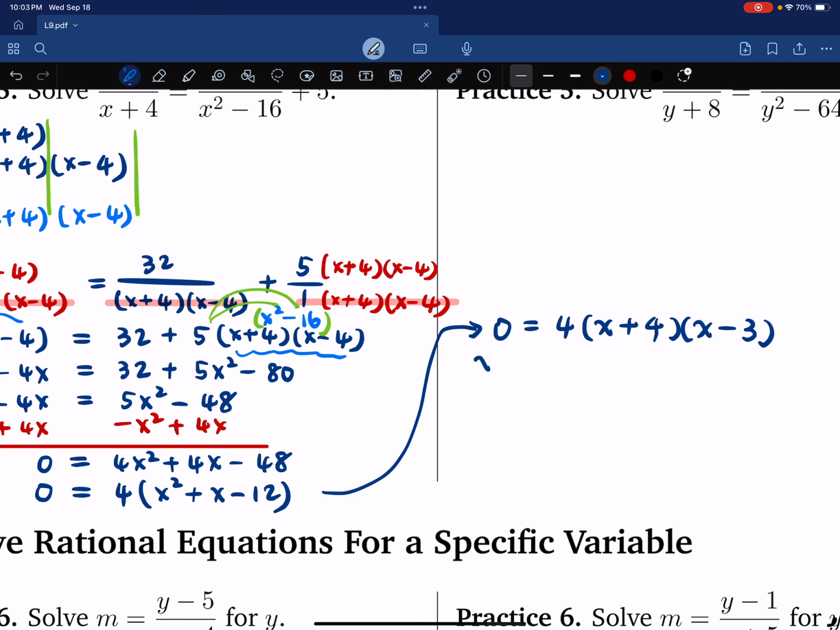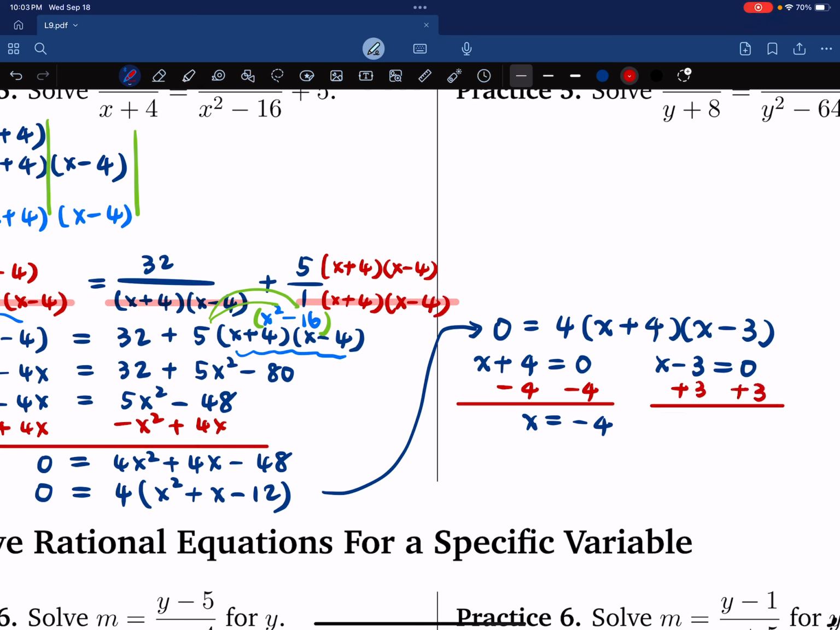And we're going to create two equations. X plus 4 is 0. X minus 3 is 0. Do inverse operation to solve x. The first equation yields x equals negative 4. The second equation, you plus 3 on both sides. And it yields x equals 3.